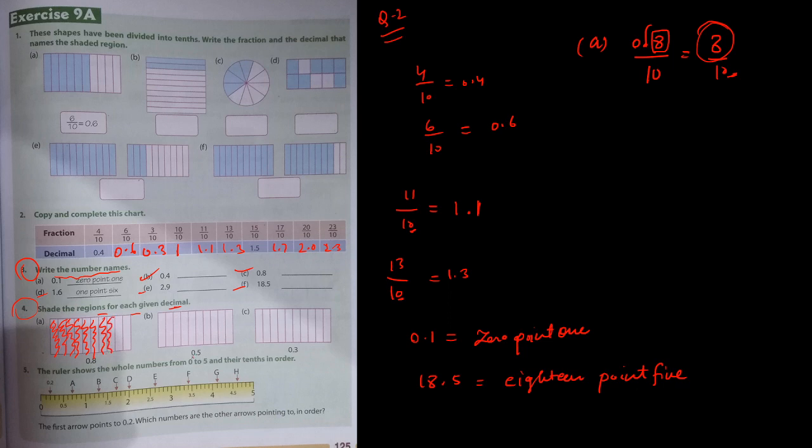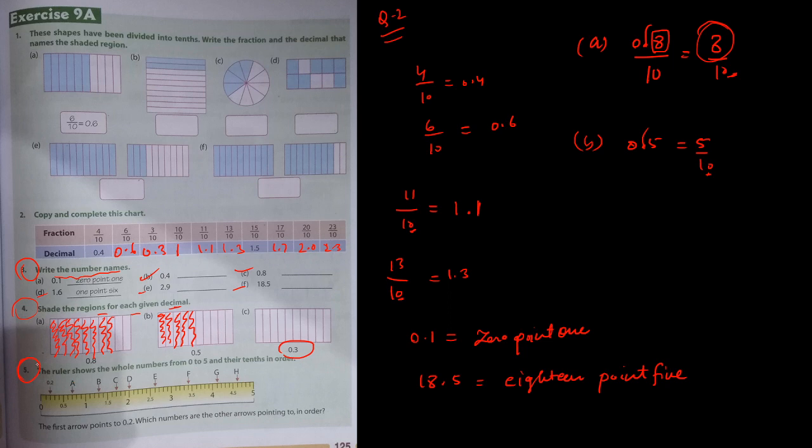That's it. Okay. Now in B part, 0.5 is there, so it will be 5 upon 10. Okay, when you remove the decimal, you have to put 10 in the denominator. 5 upon 10 means out of 10 you have to shade 5 parts: 1, 2, 3, 4, 5. That's it. In the same way you will do this one also.